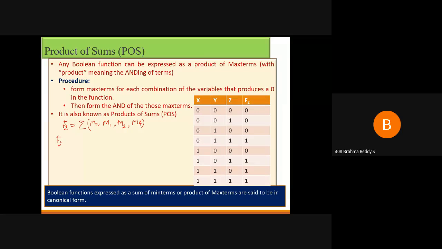Yes, the Pi symbol. Please always remember, if you are writing the POS form, you will always use the product symbol. The product symbol is this. Or if you are not using this symbol and not separating with commas, you can write it directly like this also. This is also correct, another way to write the POS form. Now write the expression. Express M0 in terms of X, Y, Z. Tell me.